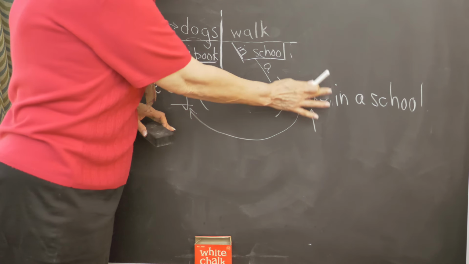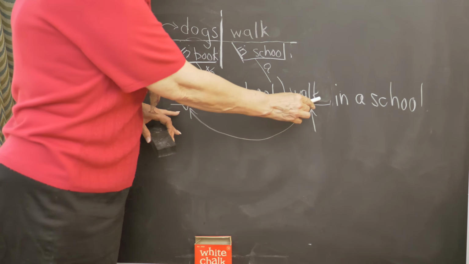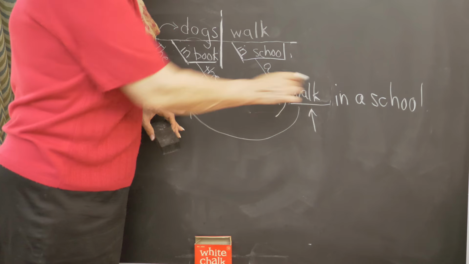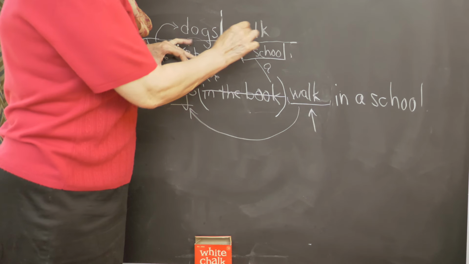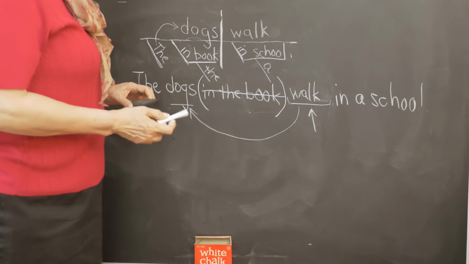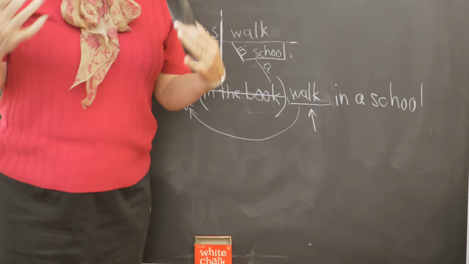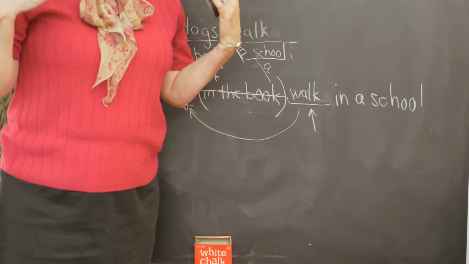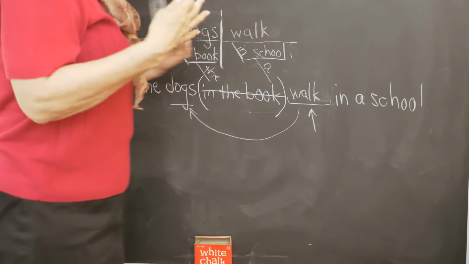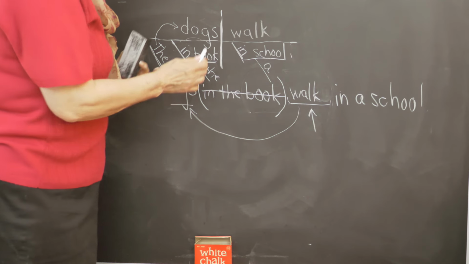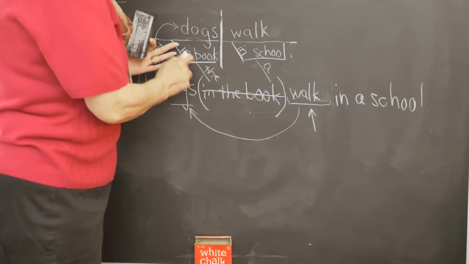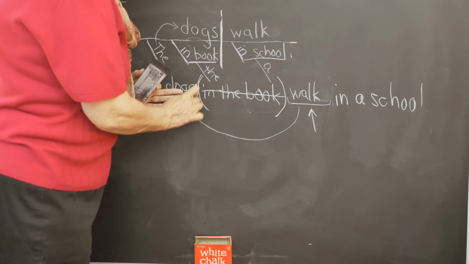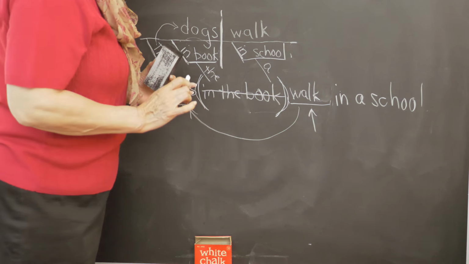Because this is the word that matters. Dogs. And dogs always walk. It's not dogs walks. Dogs walk. So you can see, if you learn how to build a diagrammed sentence, then when you're talking, when you're writing, you will, in your mind, remember that in the book is underneath the main part of the sentence. It's extra information, like in parentheses.